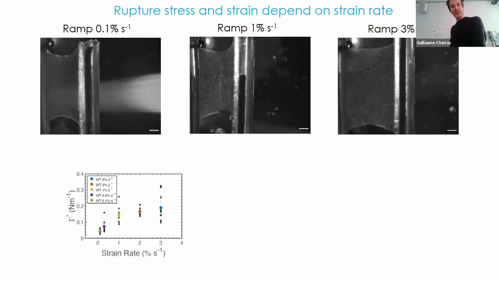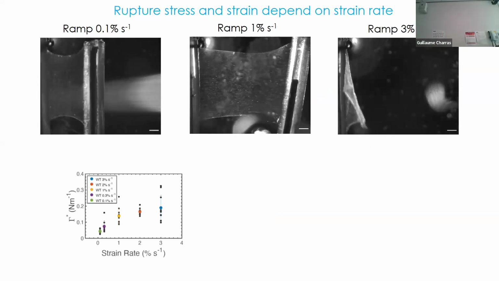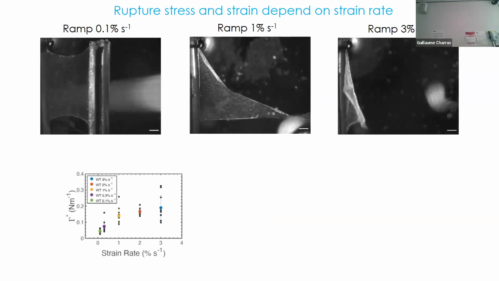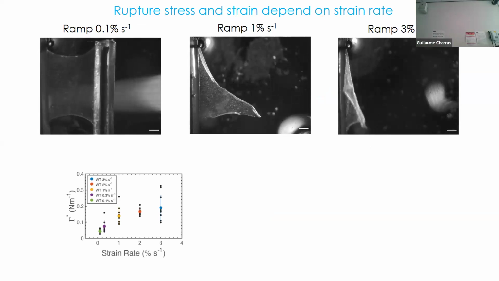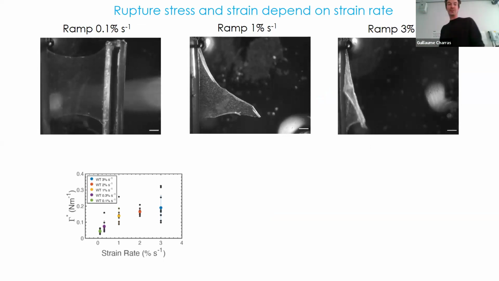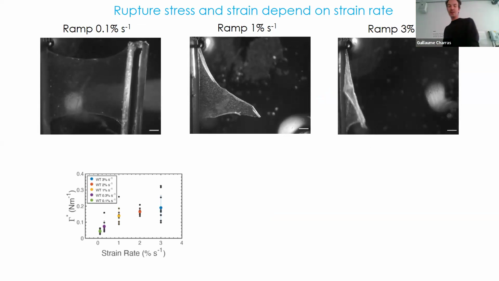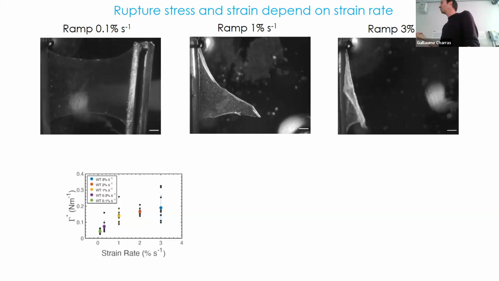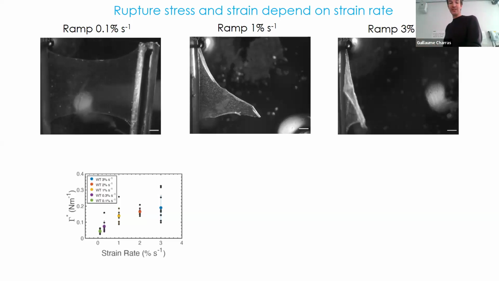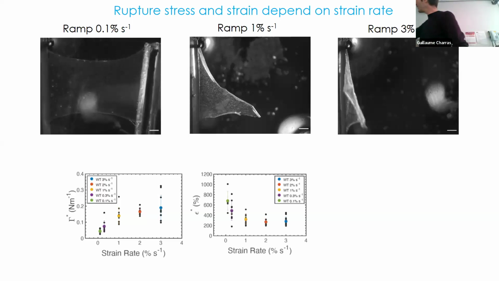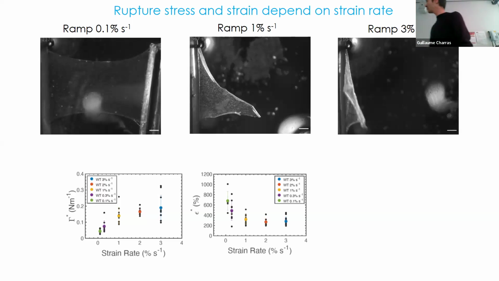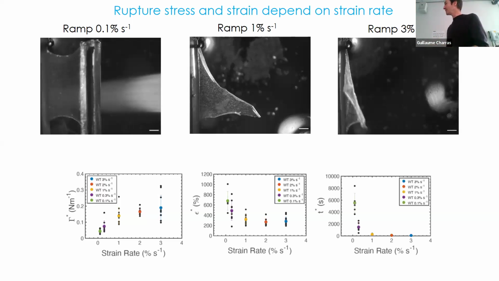So what we then did to explore that is that we reran all of our experiments with a number of different strain rates. We go from something that's fairly fast, 3% per second, to something that's painfully slow at 0.1% per second. In each case, you can define a rupture stress, a rupture tension, a rupture time, etc. If we plot the rupture tension as a function of strain rate, you can see that your rupture tension increases. It may actually plateau, but we would need a couple extra data points to say that. The rupture strain, on the contrary, decreases with strain rate, and the rupture time also decreases with strain rate.